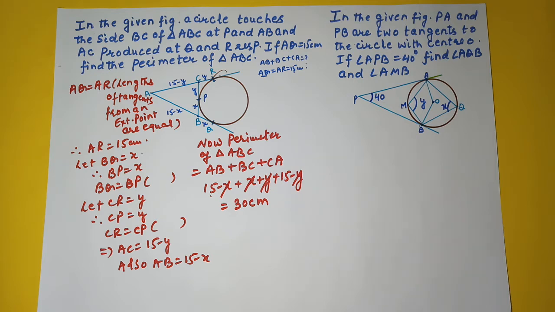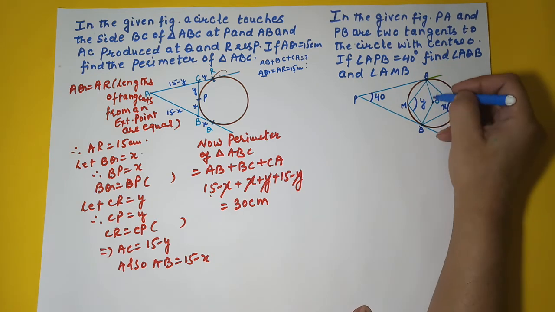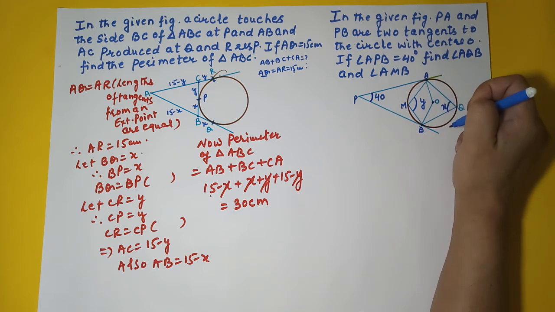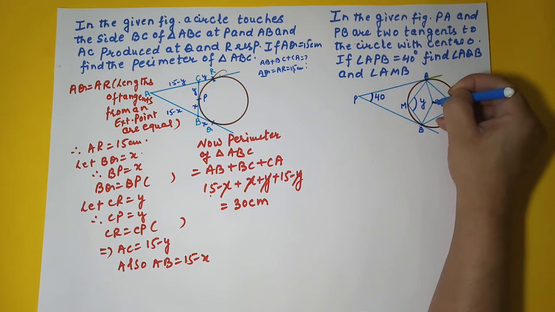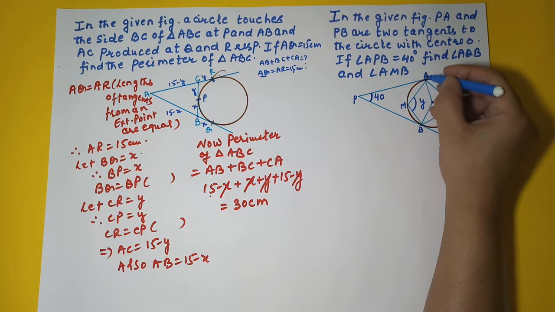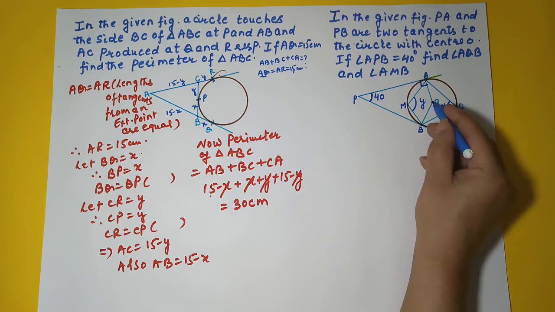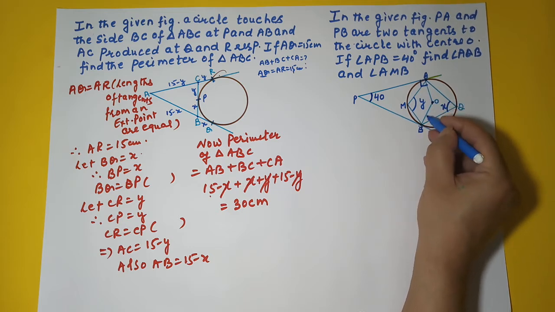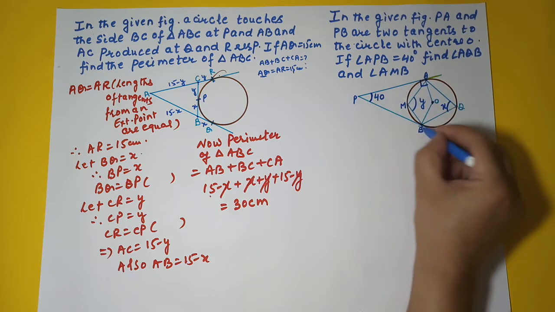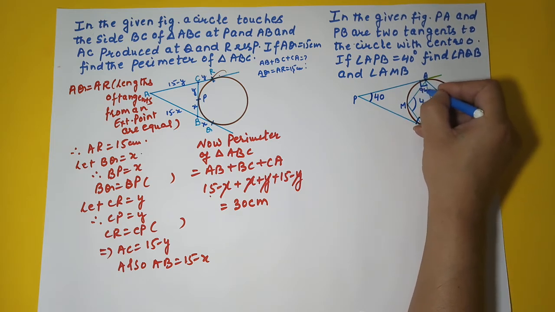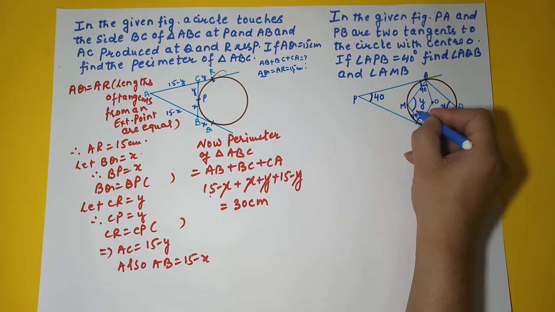Now, how do we do this? You see, OA is the radius of the circle and A is the point of contact. Line joining the center of the circle and the point of contact is always a perpendicular line. So this angle is 90. Same here, O is the center of the circle. B is the point of contact. So this line is perpendicular to this tangent. So this angle will be 90 degrees. So we got this angle as 90. We got this angle as 90.